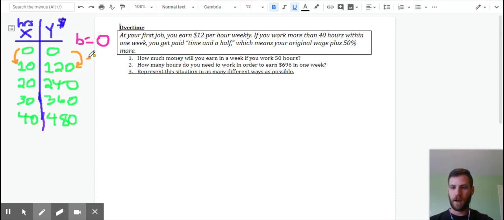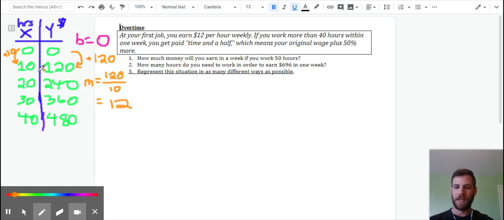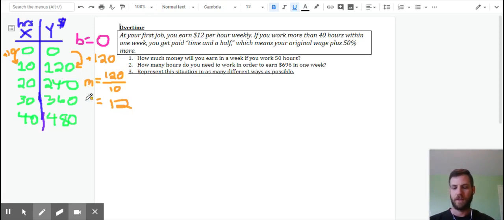So the y went up by 120 and the x went up by 10. That means that my m for slope is going to be 120 divided by 10, which is equal to 12. And just to make sure that I did this correctly, I can see if that slope is staying the same. If I go from 120 to 240, that's 120 again for a difference. And from 10 up to 20, that's 10 again. And that stays constant throughout this whole table.